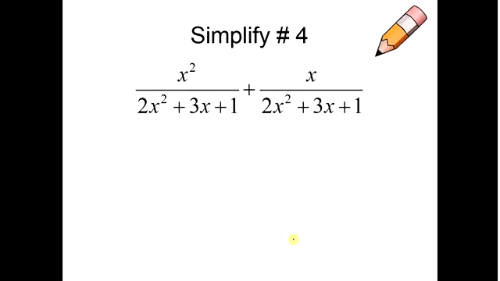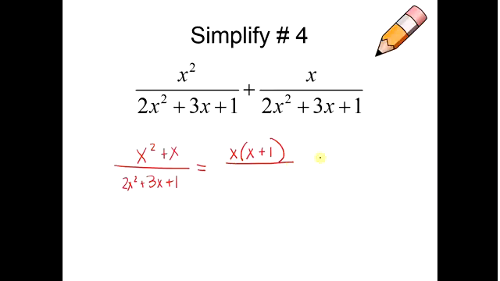Last problem of this video. So I have x squared over 2x squared plus 3x plus 1 plus x over 2x squared plus 3x plus 1. So, very first thing I need to do, let's add the numerators. x squared plus x over 2x squared plus 3x plus 1. Okay, looks like I can factor some stuff here. Let's take an x out of the top. Left with x times x plus 1 over, right? I need to factor this. So I got an AC of 2. It's 2 and 1, right? So I'm going to have 2x squared plus 2x plus 1x plus 1.